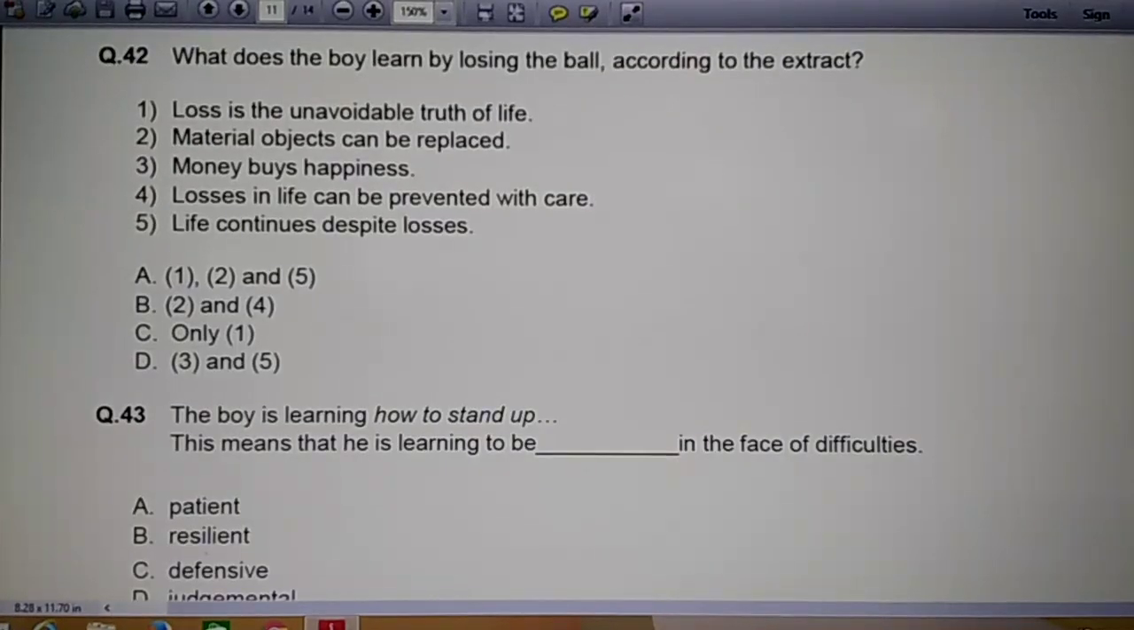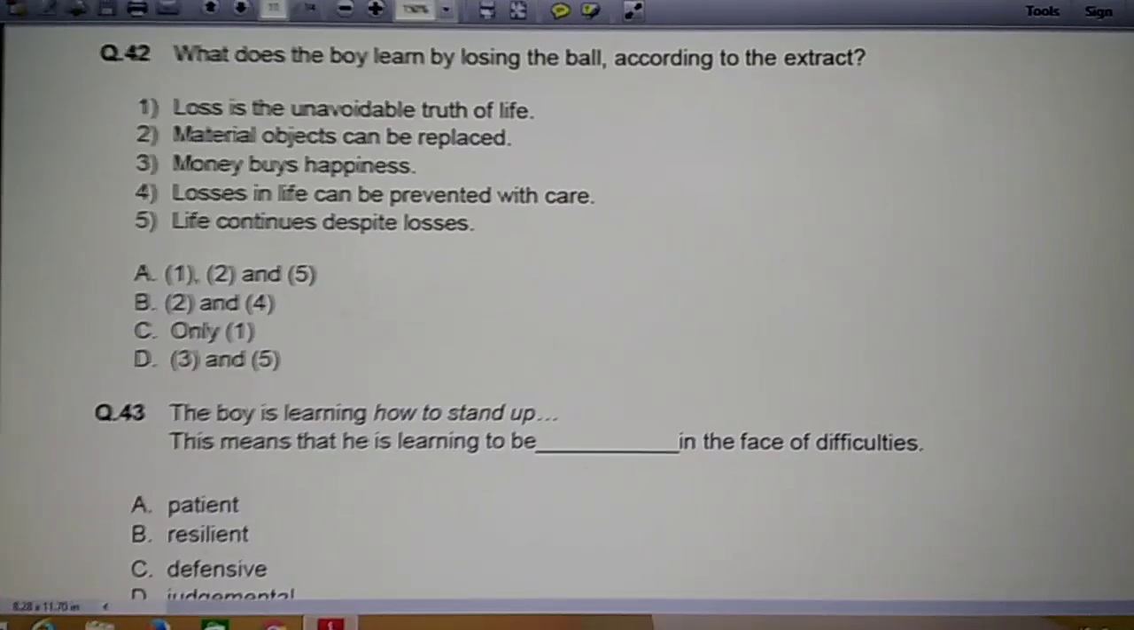Question number 42. What does the boy learn by losing the ball according to the extract? Number 1, loss is the unavoidable truth of life. Number 2, material objects can be replaced. Number 3, money buys happiness. Number 4, losses in life can be prevented with care. Number 5, life continues despite losses. Now the right option for that will be option A, 1 to 5. Loss is the unavoidable truth of life. Second one, material objects can be replaced, and fifth one, life continues despite losses.